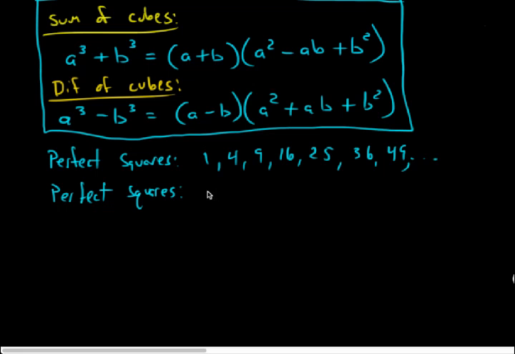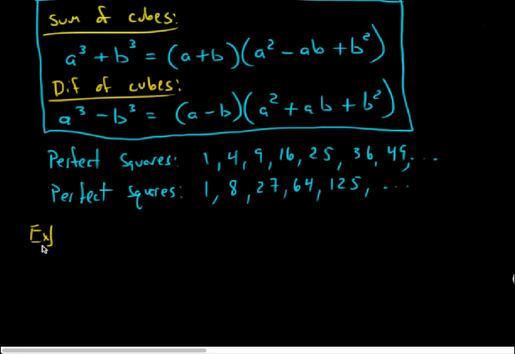So 1 times 1 times 1 is 1. 2 times 2 is 4, times another 2 is 8. 3 cubed would be 27. 4 cubed is 64. 5 cubed is 125. And so on. So those are the perfect cubes. As far as numbers go that I'm trying to fit into this pattern, those are the ones that I'll want to keep my eye out for.